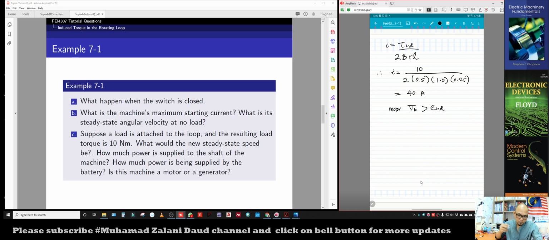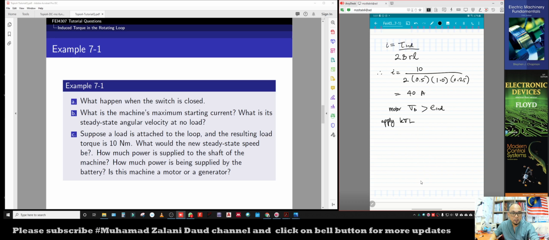Right? So, in our previous discussion in AC machinery, we have just discussed whether the machine is working as a motor or generator. It depends on the VB or induced voltage. If VB is larger than induced voltage, it means the machine is working as a motor. So we can apply KVL, Kirchhoff voltage law.